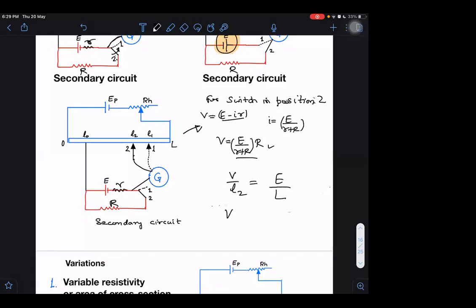So we can write V by L2 as L2 by L into V. No, this is also, what is it? Should I call it E? I should not call it E. It is EP, some other I should call it. What should I call it now? Let me call it VP, primary. So let us call it VP. Okay. So VP, then I can call it V second, VS. Then we are getting VS is equal to.